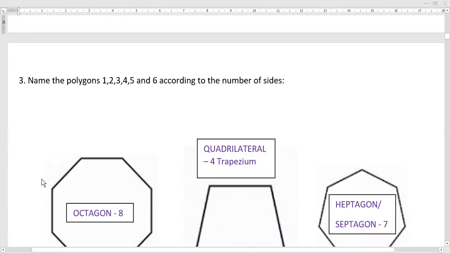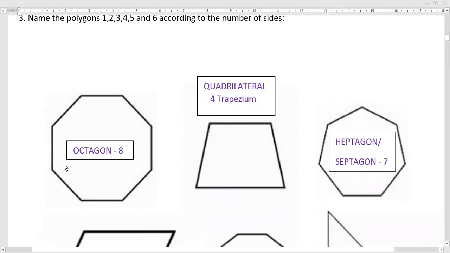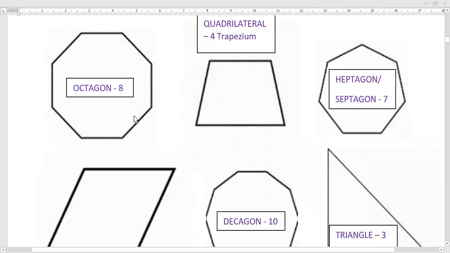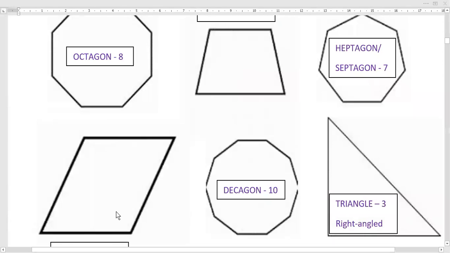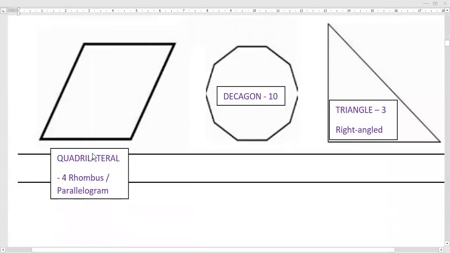Okay, so we named the polygons. Basically, oh, sorry. Basically, this has 8 sides, so you're going to count how many sides. 1, 2, 3, 4, 5, 6, 7, 8. So there's 8 sides, so it's an octagon and then a quadrilateral. But if you look here, there's a quadrilateral there and there. So you need to know what type of quadrilateral these are. So this one's a trapezium. This one is a rhombus or a parallelogram, because they didn't tell you which one it could be.